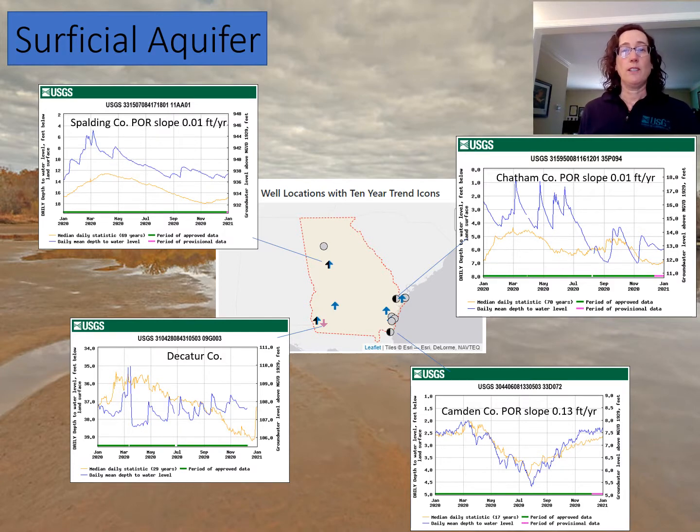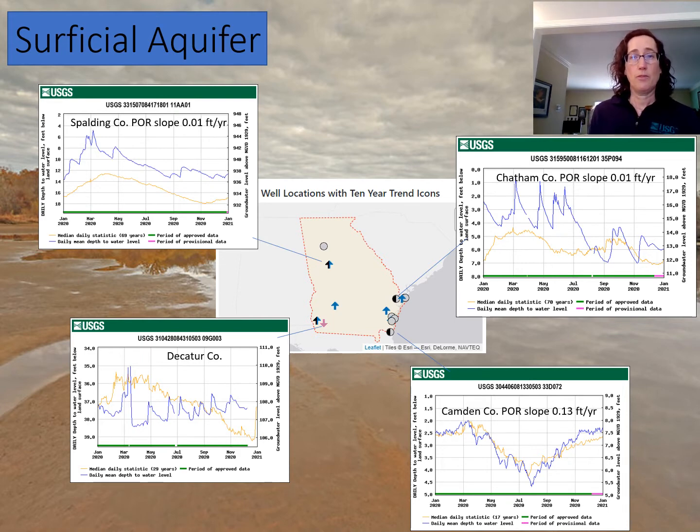So now I'm going to show groundwater level hydrographs for each aquifer in different parts of the state. The orange shows median levels for the period of record. The period of record is shown below each graph in parentheses. The blue line shows the mean water level for each day. I also show for reference the period of record slope on the graphs. A negative slope indicates an overall decrease in water level over the period of record, and a positive slope indicates an overall increase in water levels over the period of record. And the arrows on the map show the trends over the last 10 years.